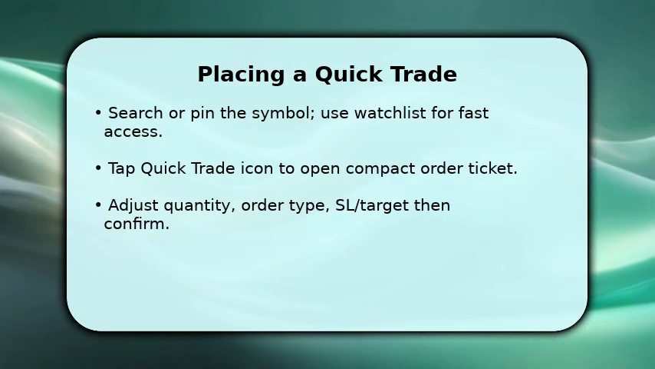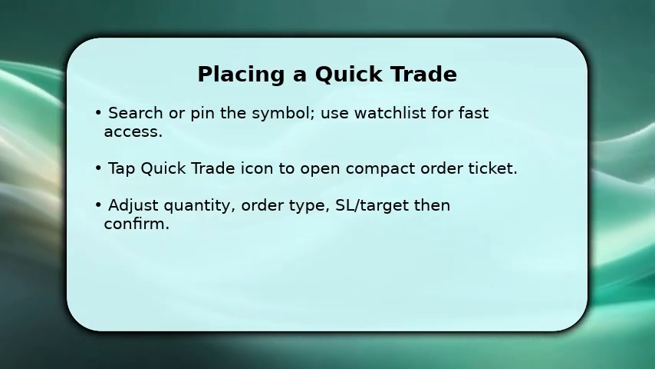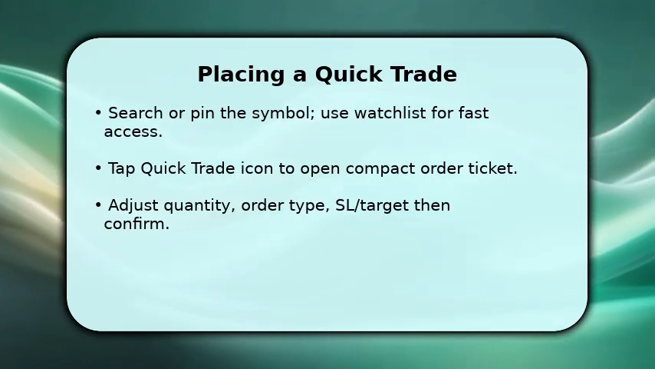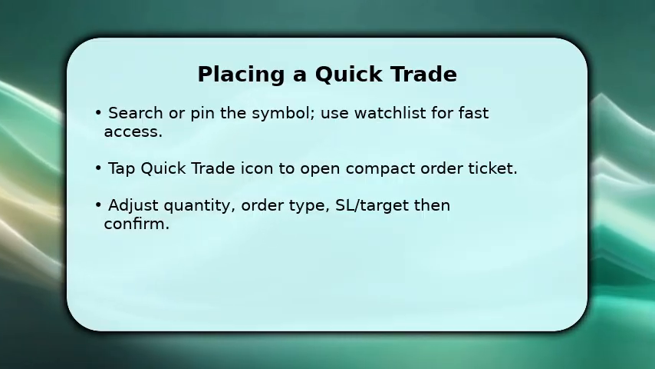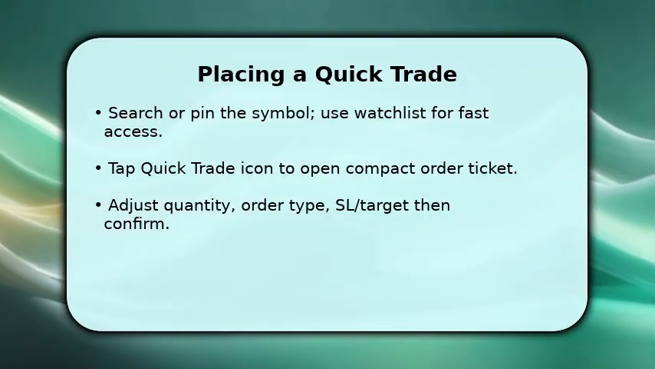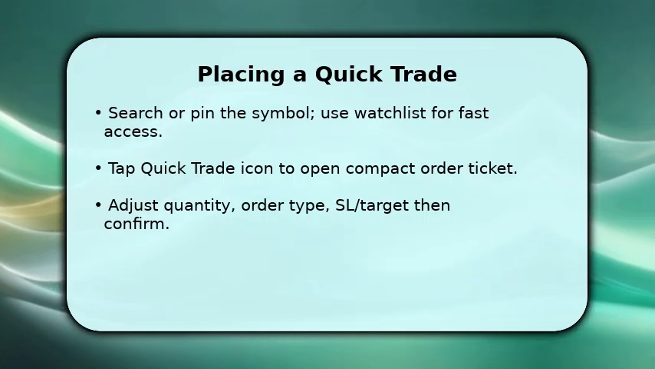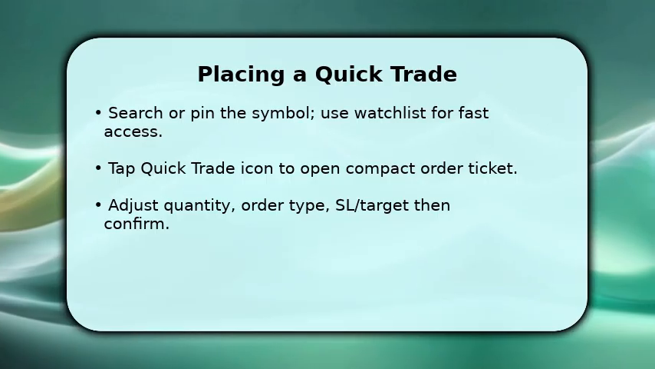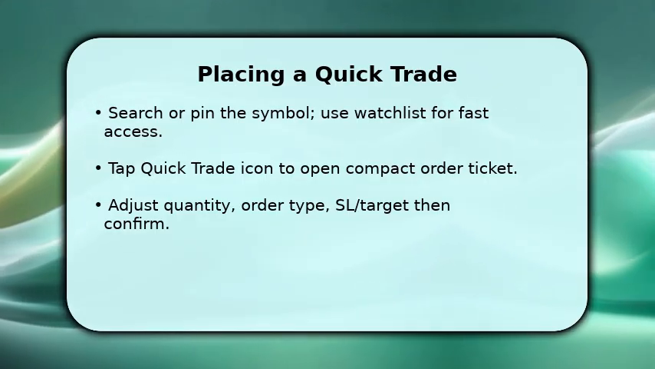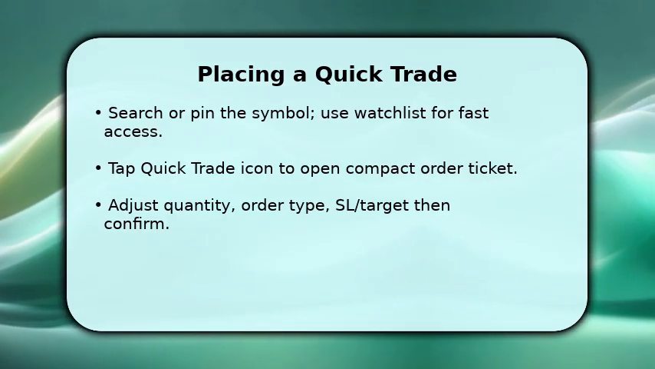You now execute a trade. Locate or pin the symbol in your watch list so it's one tap away. Tap the quick trade icon to summon the compact order ticket. This bypasses the full book view for speed. Adjust quantity and choose market or limit order, then apply your pre-configured SL and target. Remember why consistency controls risk. Review price and exposure quickly, then confirm.